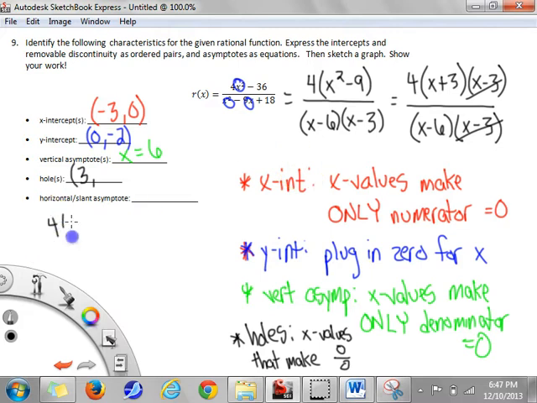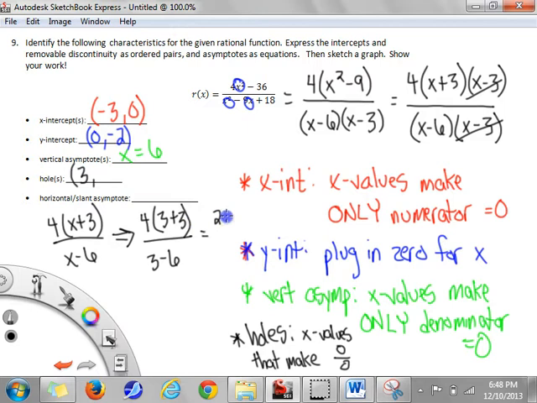What's left is 4 times x plus 3 over x minus 6. So I will plug my x value of 3 into that. 4 times 3 plus 3 over 3 minus 6. And that gives me 24 over -3, which would be -8. A lot of people want to go straight to putting the hole on the x-axis for some reason, but that's not correct. It's got to be on the curve somewhere, and that's how you figure out where on the curve we should be.